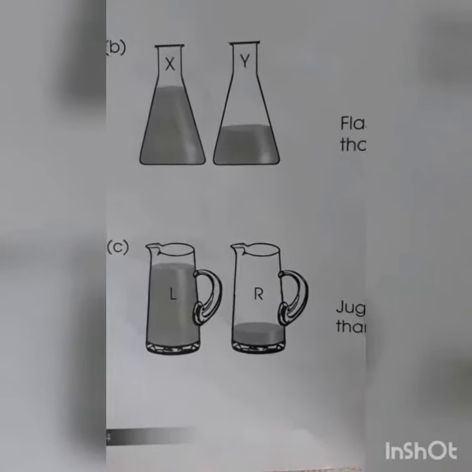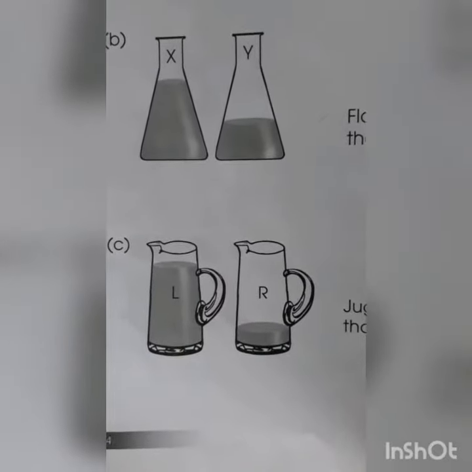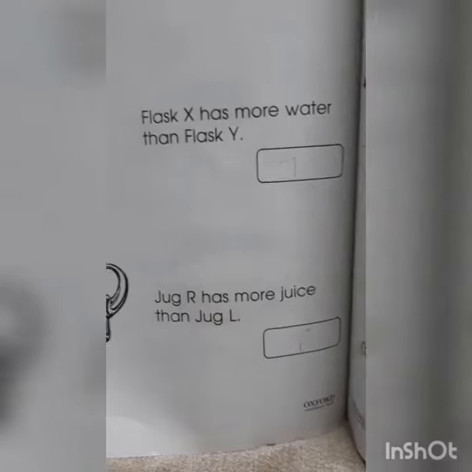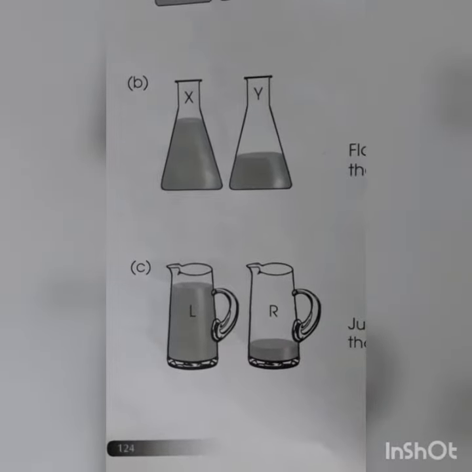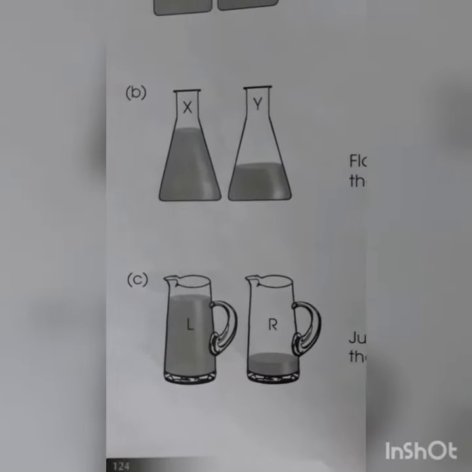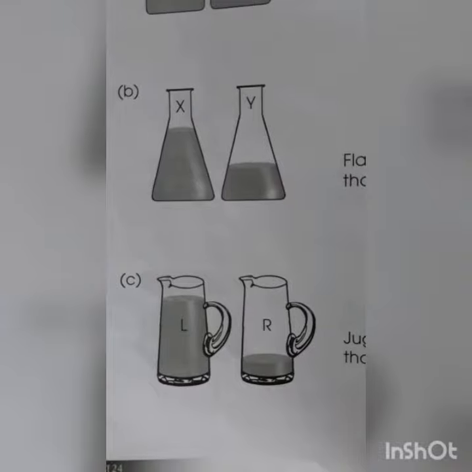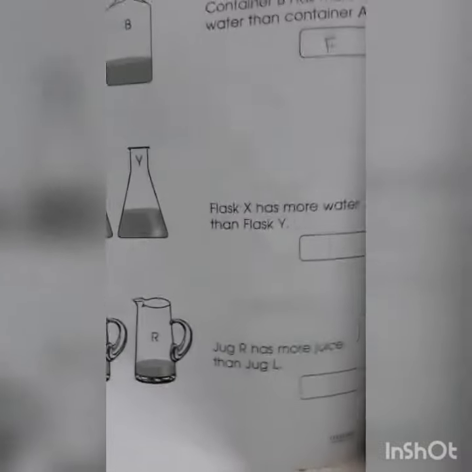Go ahead, you guys can do this by yourself. L and R. And it says jug R has more juice than jug L. Okay? So whatever you think, of course you can look at the picture. We can see L has a lot more than jug R. Okay, please fill that in.